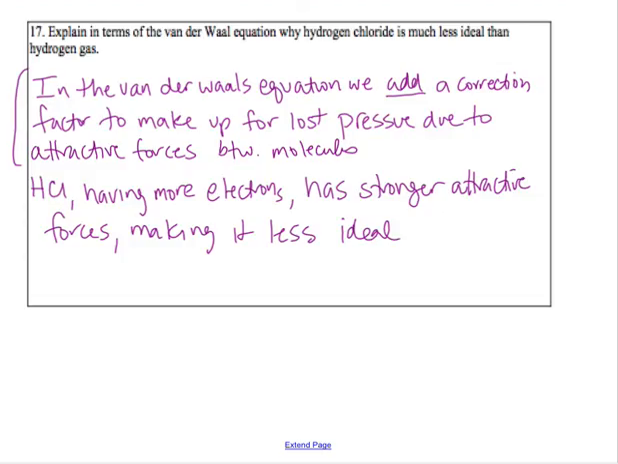Okay, so you see I talked about the equation, and then I said, now that we know what the equation is doing, HCl, being larger and having more electrons, is going to have stronger attractive forces, making it less ideal. Make sense? Kind of the setup? So that's the one thing. What else do we have to look at? Why else is this not ideal? What was the first thing we talked about in the van der Waals? Yeah, the volume. In the equation, let's talk about the equation.